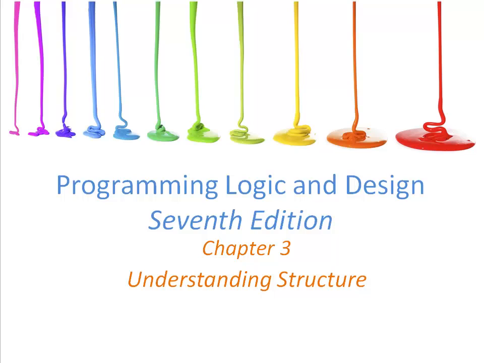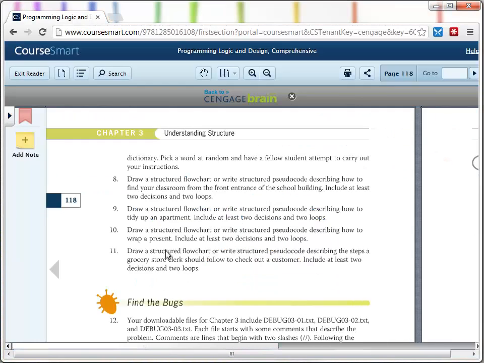For this assignment, we're going to take something straight out of the book on page 118 in chapter 3. At the end of chapter 3, we're going to do exercise 9 and draw a structured flowchart or write structured pseudocode describing how to tidy up an apartment. Include at least 2 decisions and 2 loops.